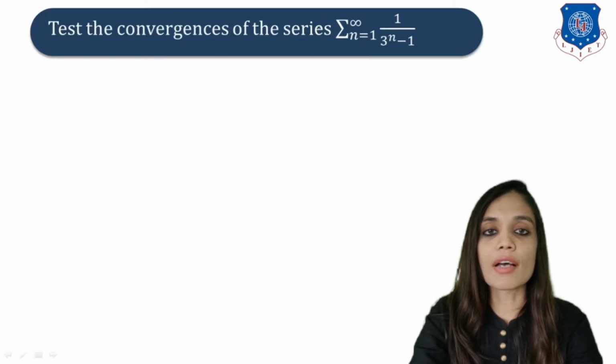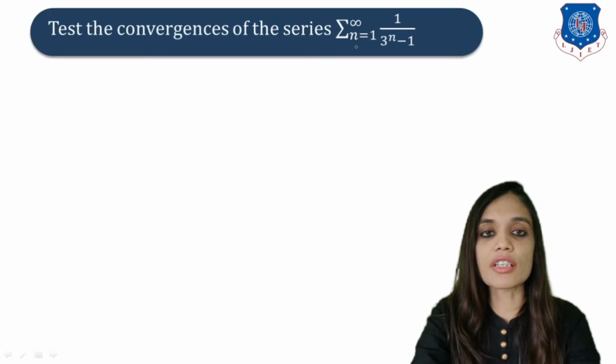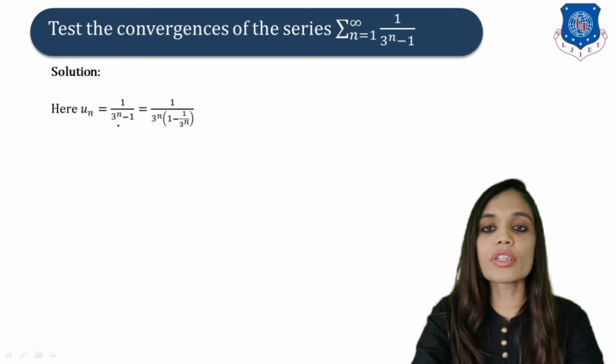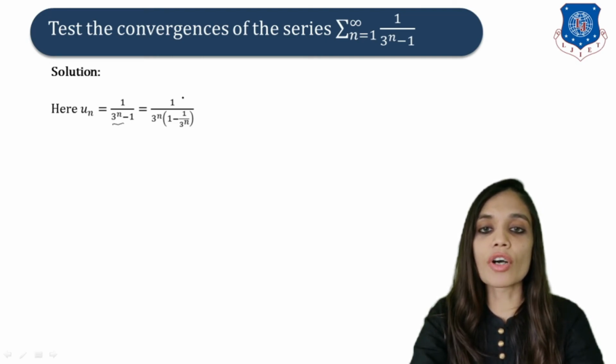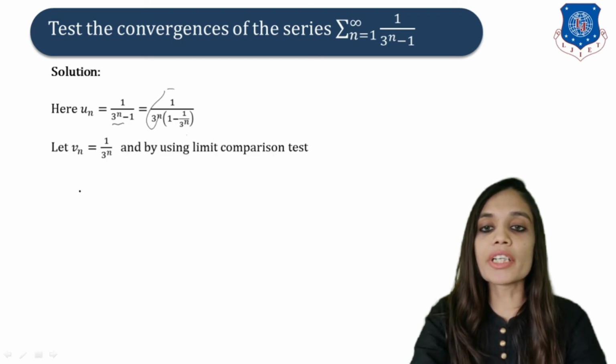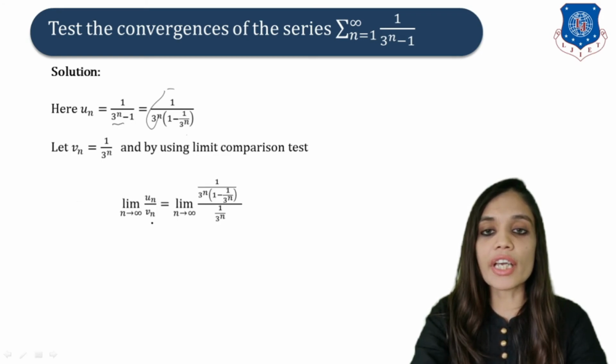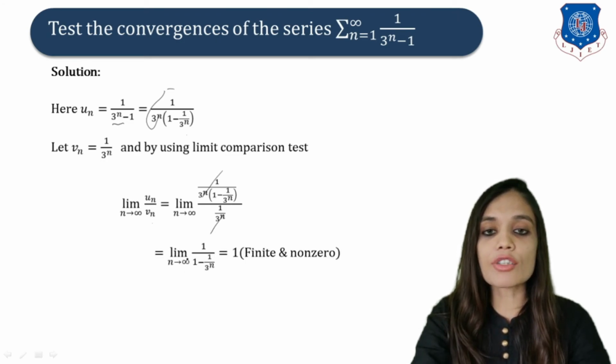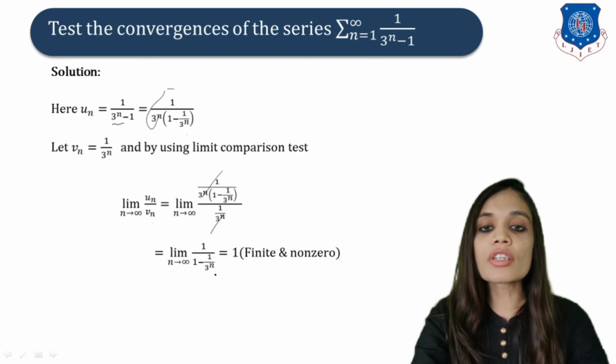Next, let us solve one more example. Here you are given the series summation n is equal to 1 to infinity 1 upon 3 raised to n minus 1. So here un is equal to 1 upon 3 raised to n minus 1. Again we take out 3 raised to n common. So you will get 1 upon 3 raised to n into 1 minus 1 upon 3 raised to n. Again assume Vn as 1 upon 3 raised to n. Now find the limit n tends to infinity un upon Vn. So these two will get cancelled out, right? So finally what will remain is the limit n tends to infinity of 1 minus 1 upon 3 raised to n.